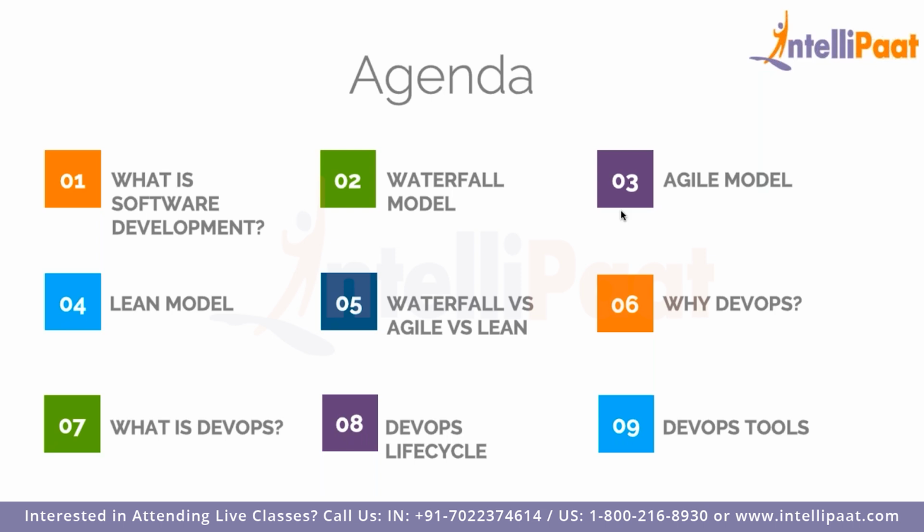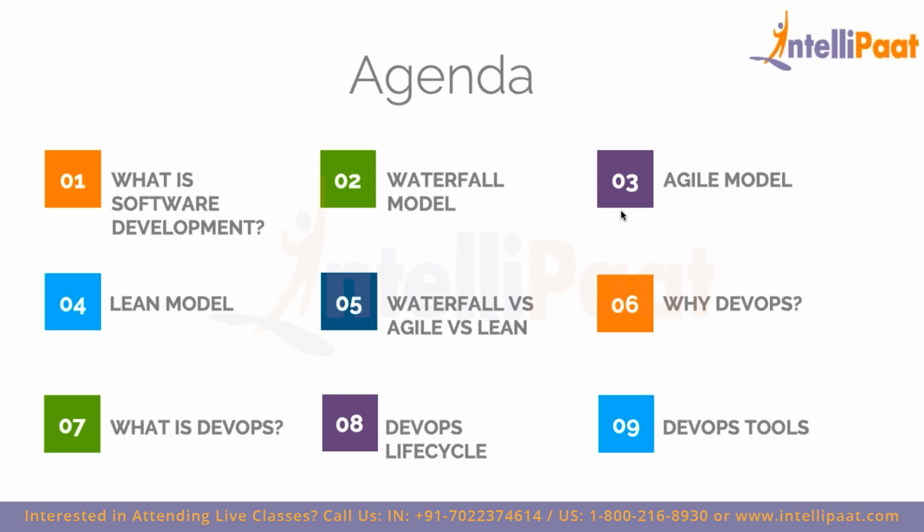After that, we're going to differentiate between waterfall, agile, and lean. And then I'm going to introduce you to what DevOps is. Now, DevOps is also a methodology using which you can develop software. The question which arises is that when we had three software development methodologies which claim themselves to be successful, why did we need DevOps as a separate methodology? That is the question that we are going to answer.